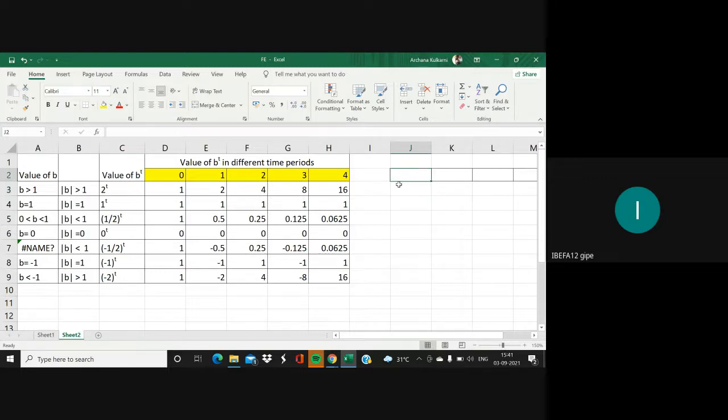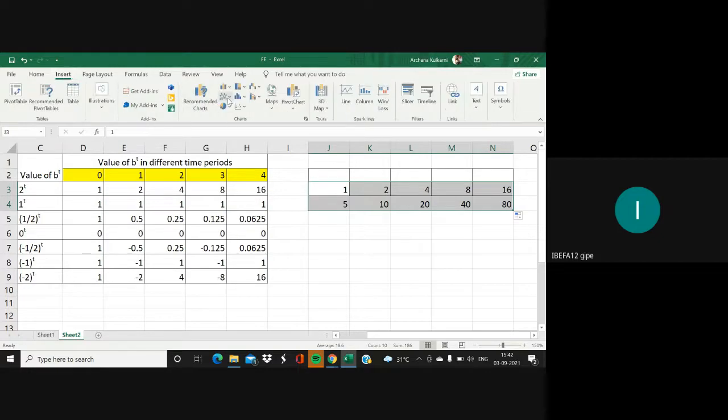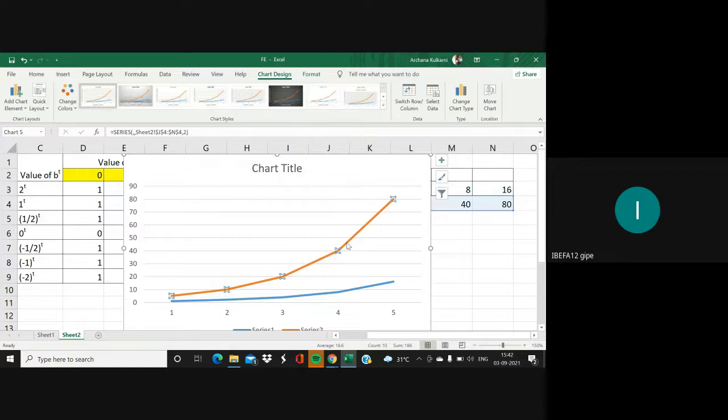So here, just to show you the scale effect, we'll take the case where b is equal to 2. Here just think that a is equal to 5. So we are trying to see the scale effect here. So let's just look at this. If you look at this orange line, this is your a times b to the power t. And this blue line here is simply b to the power t. So you can see that a has only scaled up this same line by 5 times. So it produces this scale effect.